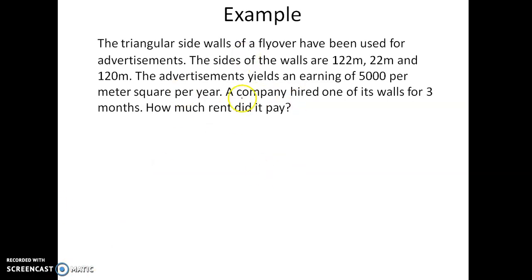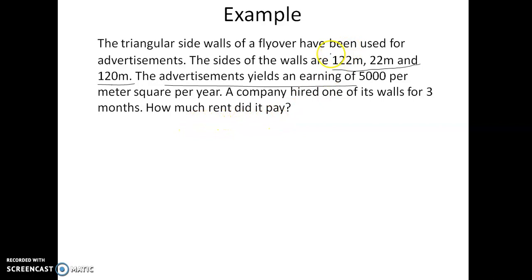Look at the next example. The triangular side walls of a flyover have been used for advertisements. The sides of the walls are 122 meters, 22 meters and 120 meters. The advertisement yields an earning of rupees 5,000 per meter square per year. A company hired one of its walls for 3 months. So how much rent did it pay?